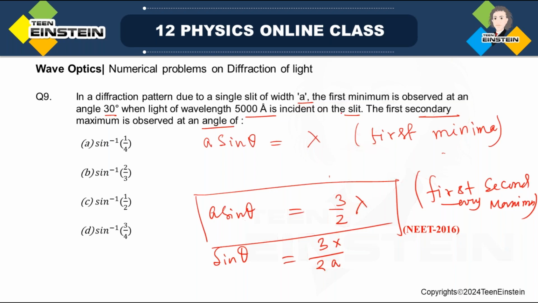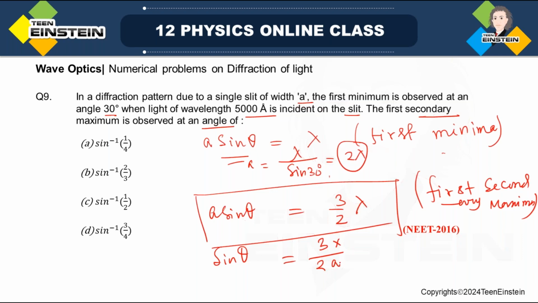This is lambda, I think, a. Okay, so a we have to find out from here because it is given first minimum is occurring at 30 degree. So a will be lambda by sine 30. Sine 30 means half. So 2 goes there. So 2 lambda. A is equal to 2 lambda.